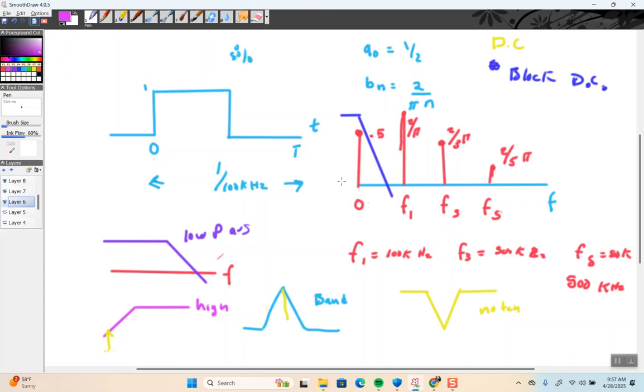High pass. Okay. Because it's blocking the DC somewhat, right, and passing all of those.